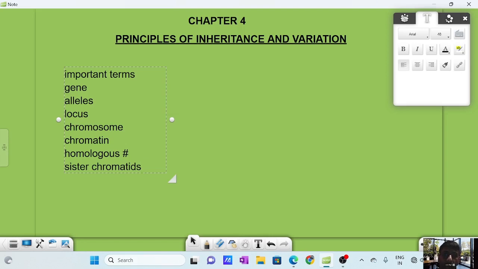So if I give a good definition of inheritance, what is inheritance? Inheritance is due to heredity. So what is heredity? Heredity is the process of transmission of certain heritable characters from the parent to the next generation. So what is the basis of inheritance? The basis of inheritance is heredity.